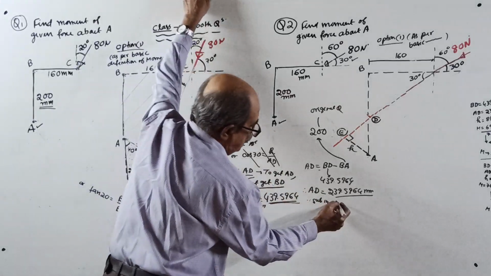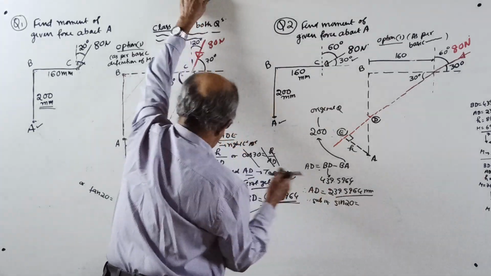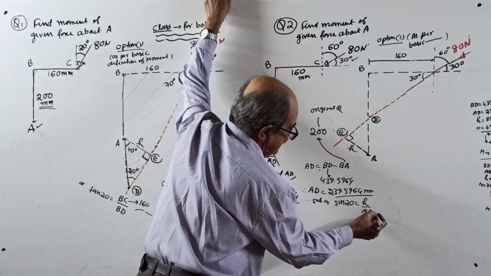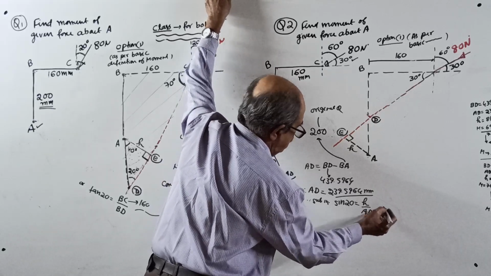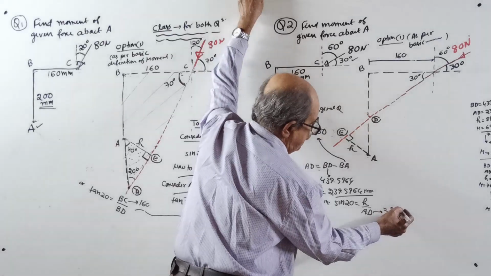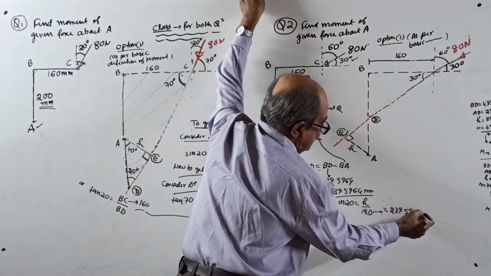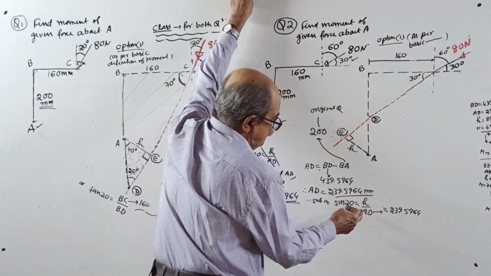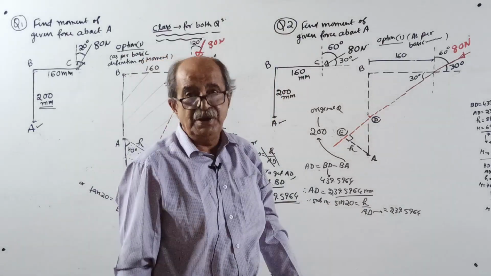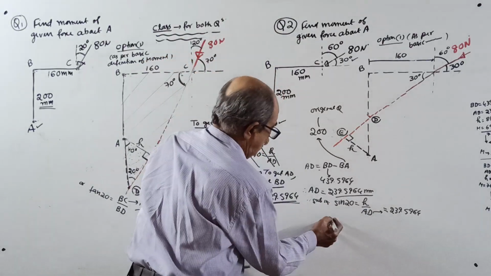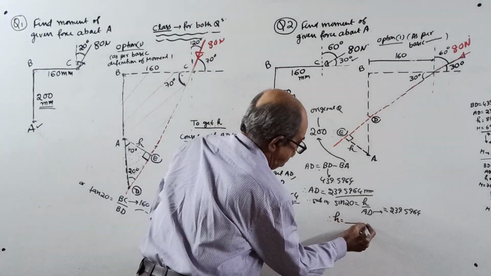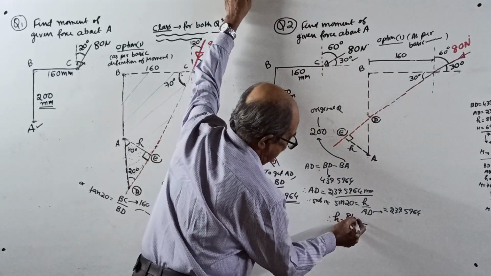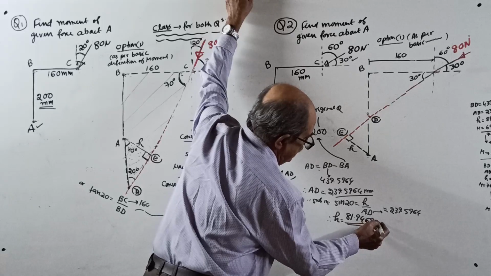See, sin 20 equal to h divided by AD. AD is already 239.5964, just now we got it. So many online classes I have seen people writing long steps here. Therefore, h equal to 239.5964 into sin 20. You are not primary school students, you can work it out. So we got the important answer. h equal to 81.9468 millimeter is the value of h.